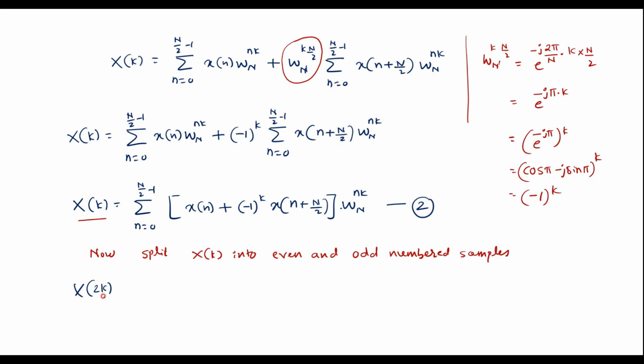Here we can see if we take k equal to 0, it will be x of 0. If you take k equal to 1, it will be x of 2. If you take k equal to 2, it will be x of 4 and so on. So we'll get only even numbered samples. So I will take it as x of 2k.